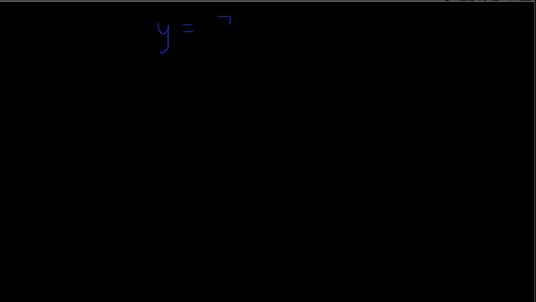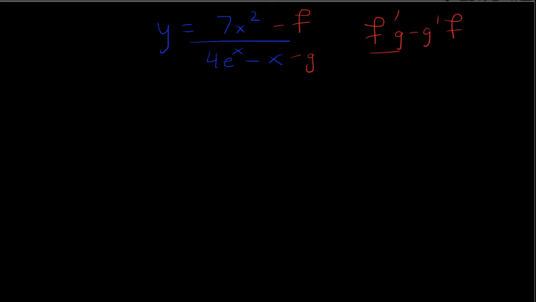Y is equal to 7x squared all over 4 times e to the x minus x. I'm going to let f be 7x squared, g be 4 times e to the x minus x. I'm going to use f prime g minus g prime f over g squared. The derivative of f is 14x times g minus the derivative of g.